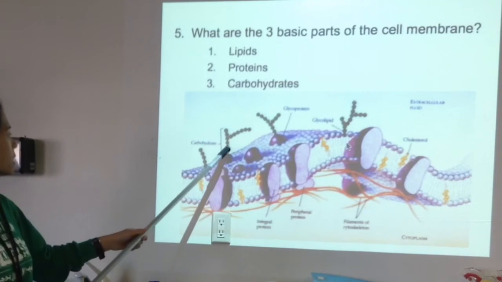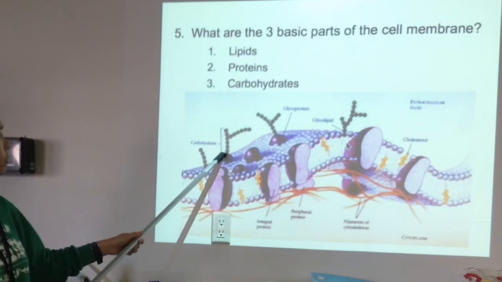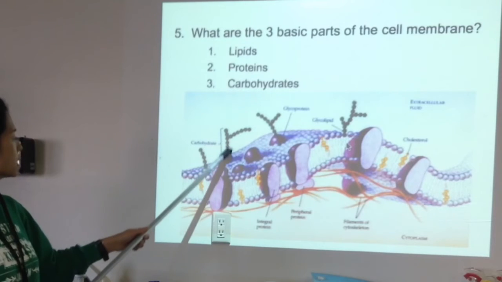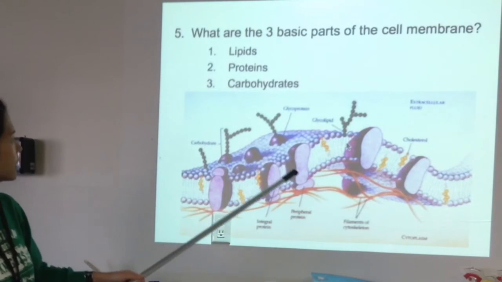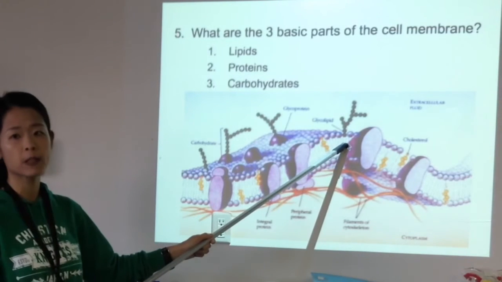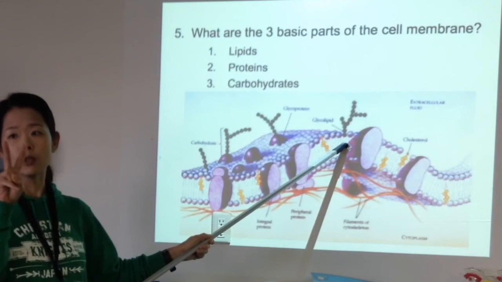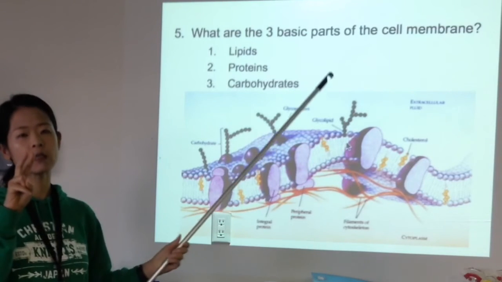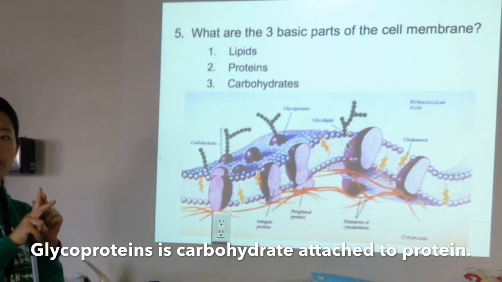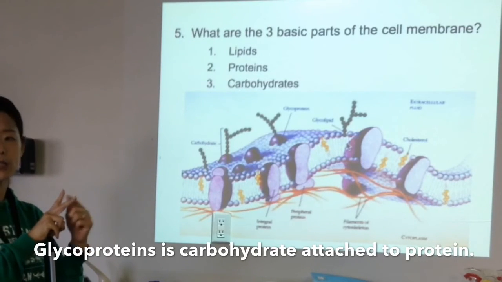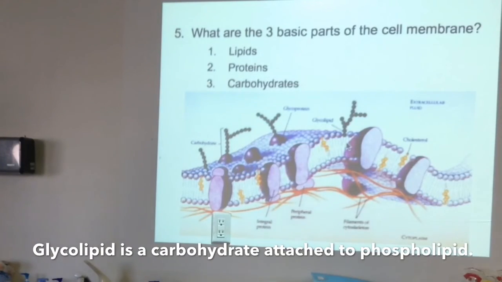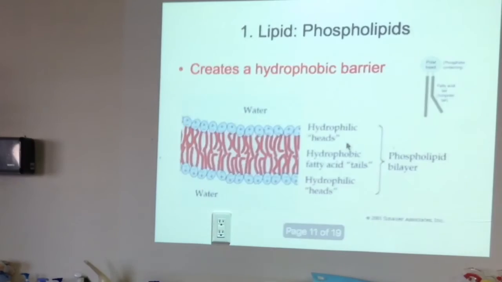These carbohydrates may be attached to protein. So notice that these blue things are proteins. This is attached to the protein. But notice that over here, this carbohydrate is attached to phospholipid. Okay, so there are two kinds: carbohydrate attached to protein, and carbohydrates attached to phospholipid. Okay, but it's got lipids, proteins, carbohydrates, all in the cell membrane.